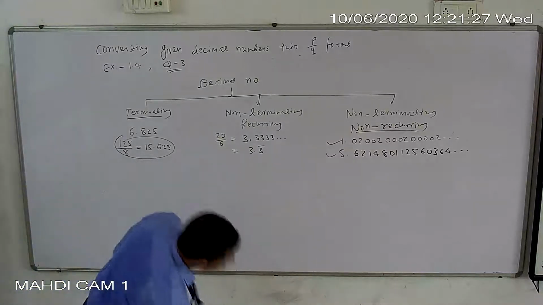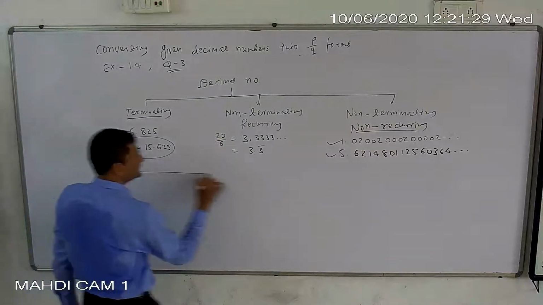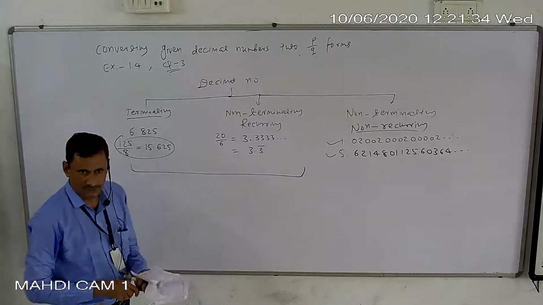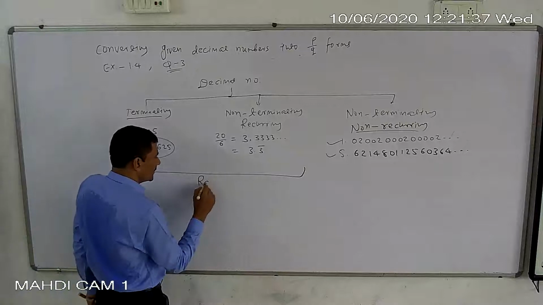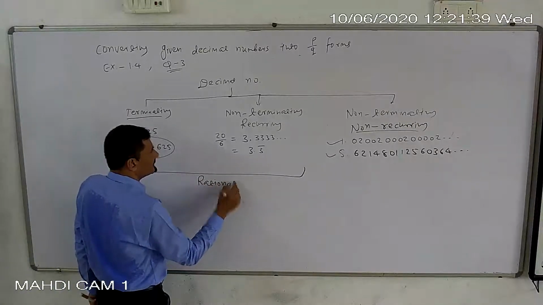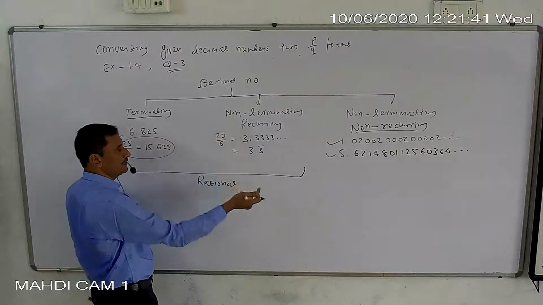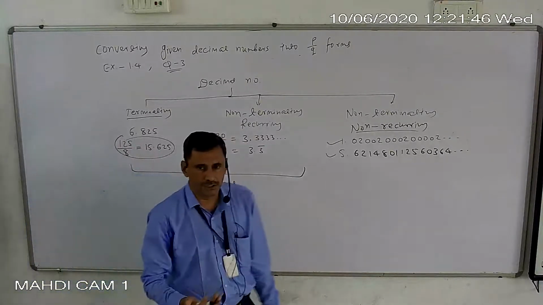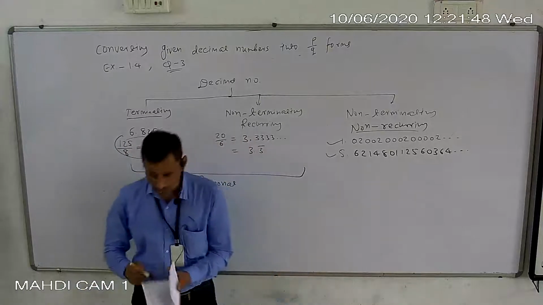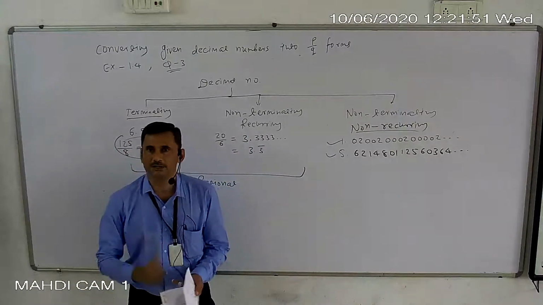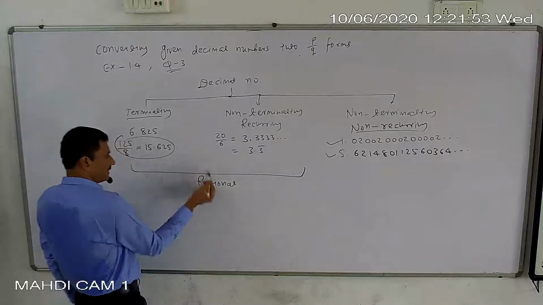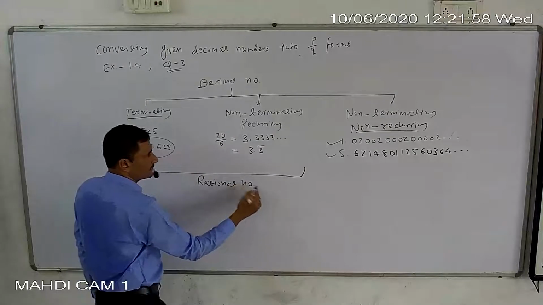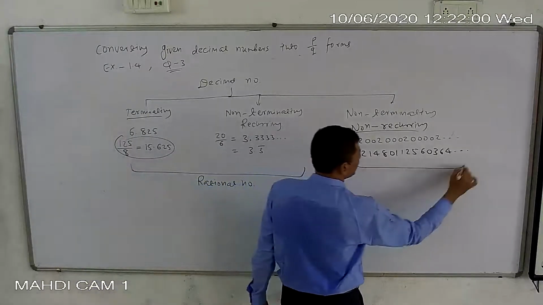Now these first two types are called rational numbers. Why rational numbers? Because according to the definition, they can be converted into P by Q forms. A number that can be expressed in P by Q form is called a rational number. So we will convert them in today's topic. Our main topic is this only. So these are rational numbers, and this one is an irrational number.